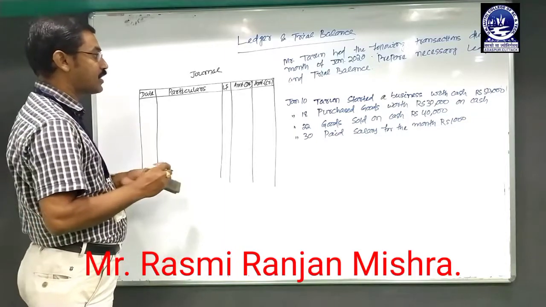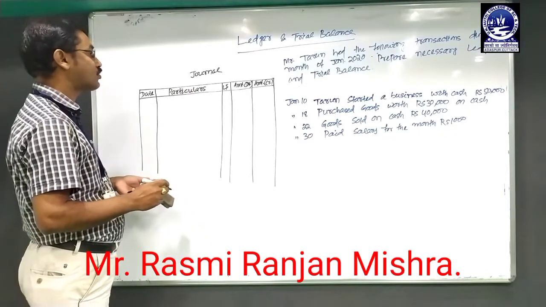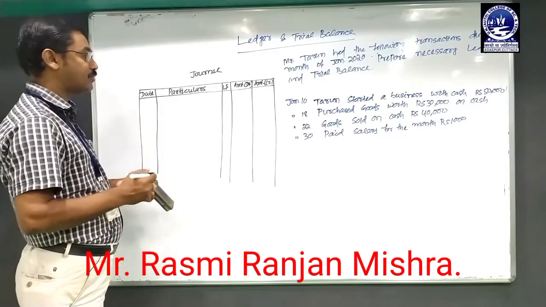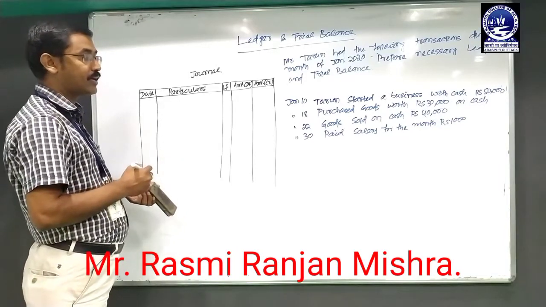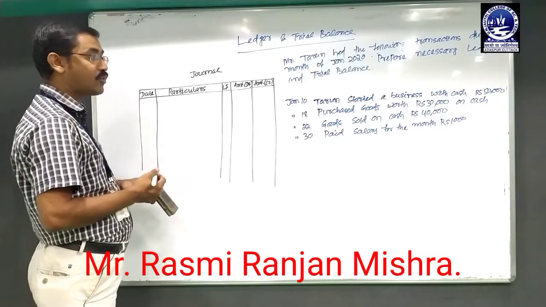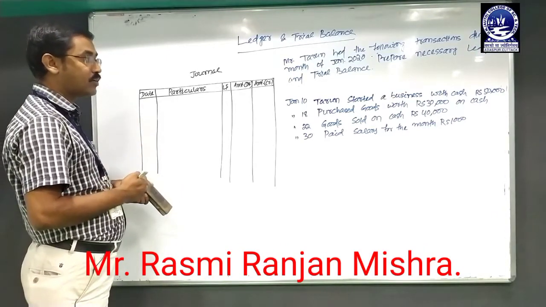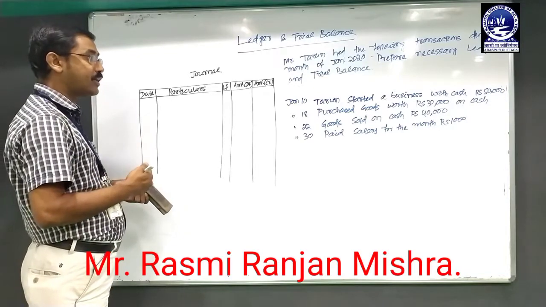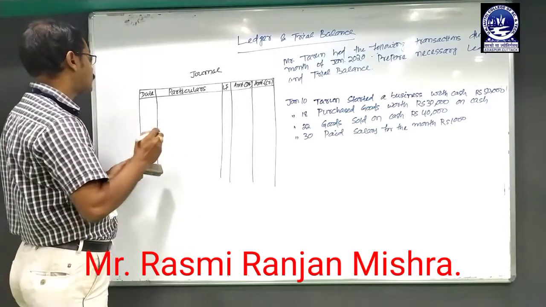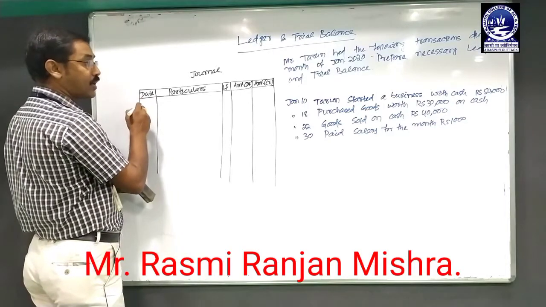The first transaction was made on January 10. The transaction is Tarun started a business with cash rupees 50,000. When the owner starts a business with cash, the cash comes into the business, and cash is a real account, and as per the real account rule, what comes in is debit. So the cash account is debited, and the amount contributed by the owner is known as capital. So the capital increases, and an increase means credit. So the journal entry is cash account debit to capital account.